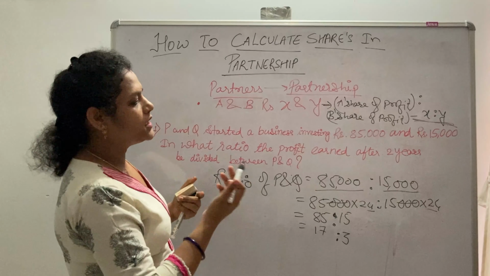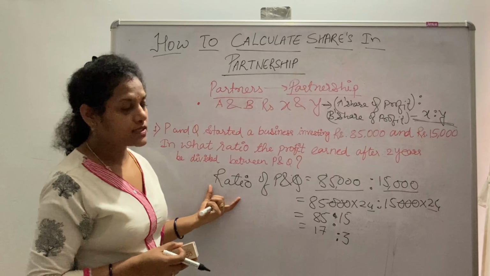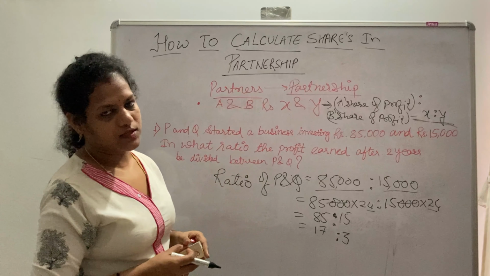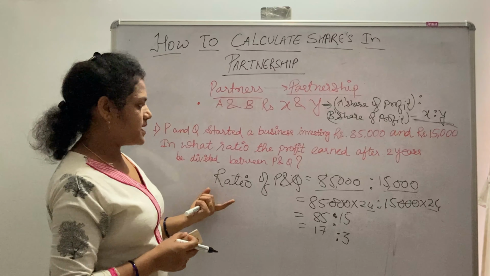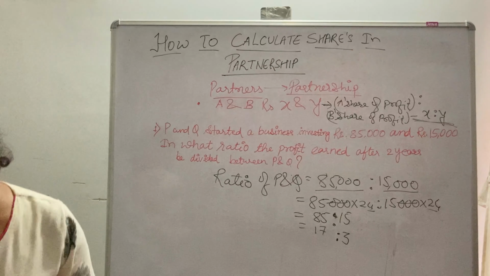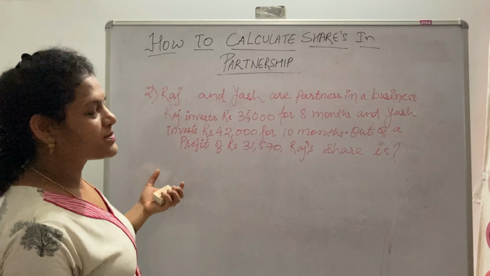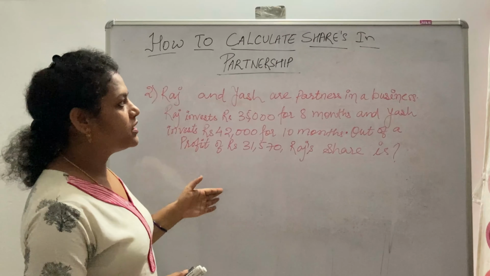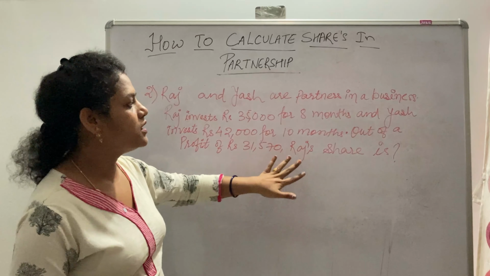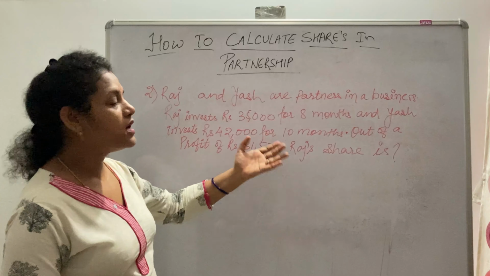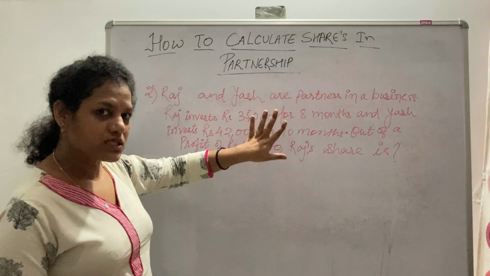You will have to remember this ratio, that is x is to y means x is to y. Okay, we will see another problem where the time period is different for the two business persons. Okay, see that example also. So friends, here is my second example where the time period is different. Here I will explain how the shares can be distributed when the time period is different.